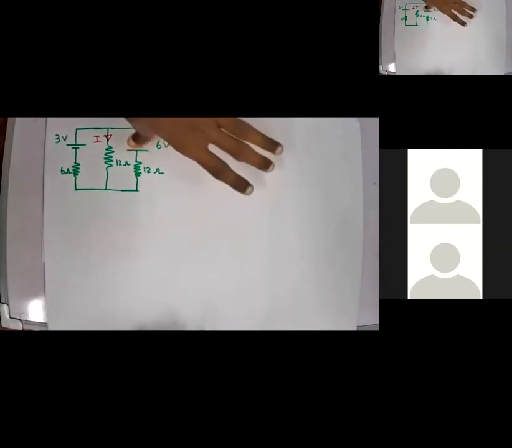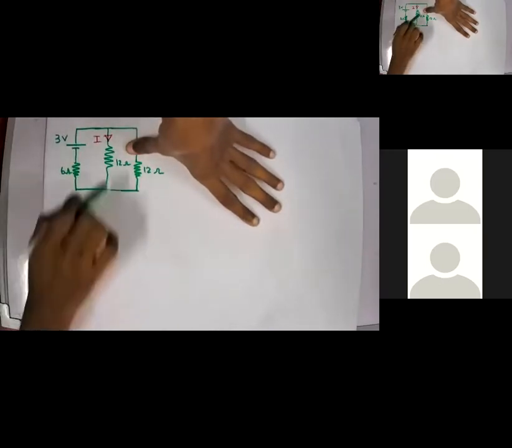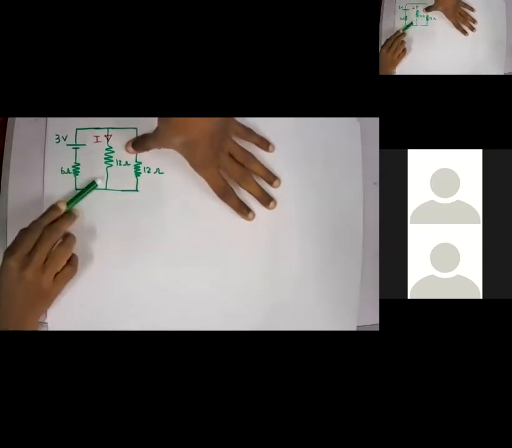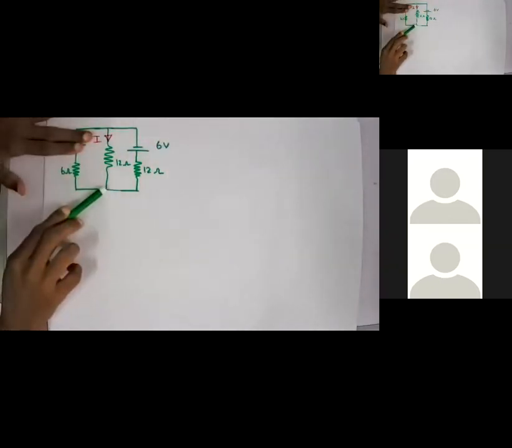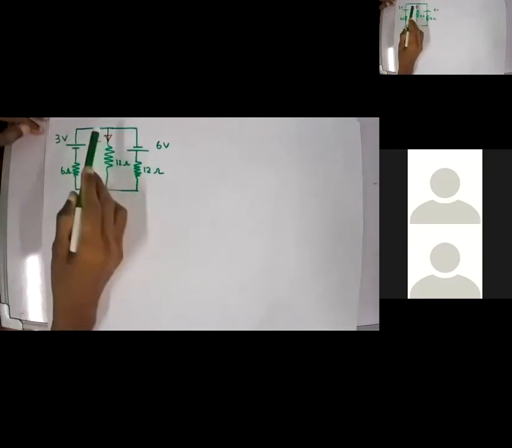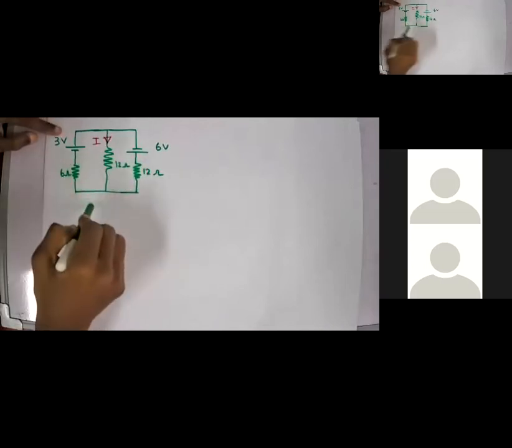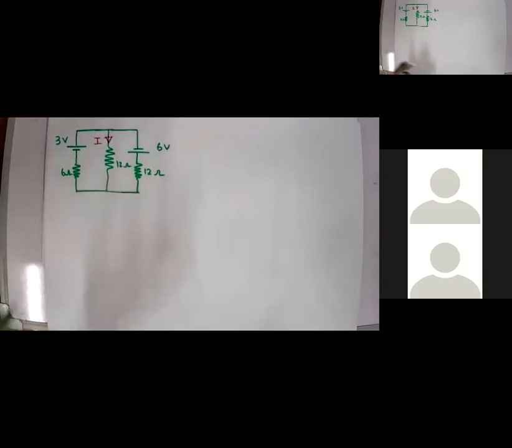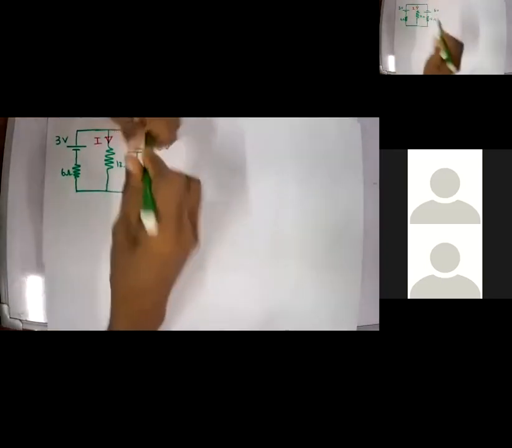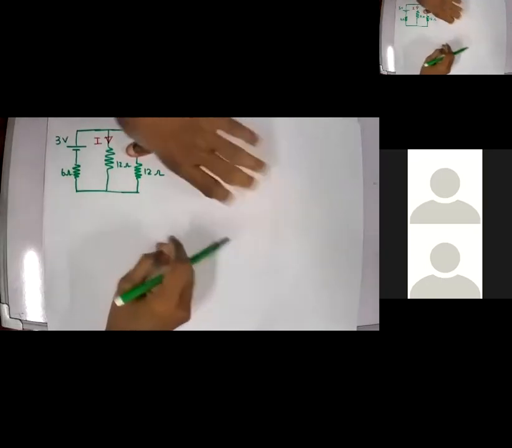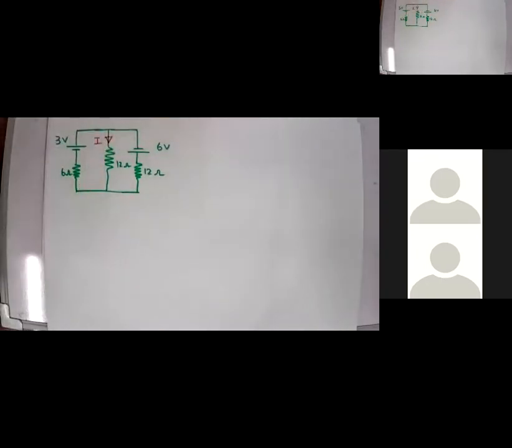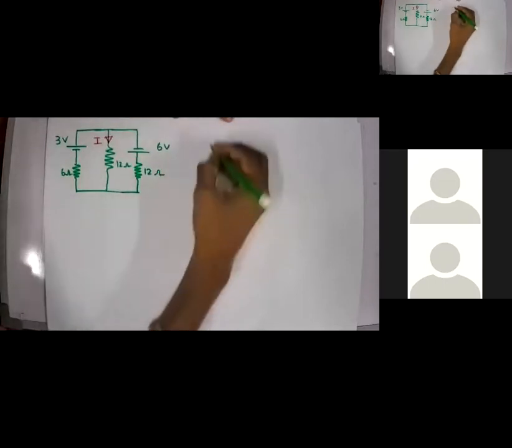If I calculate the current through this one without this voltage, let's consider it as I1, and without this one, let's consider the current as I2. Then with these two batteries, the current I will be the summation I1 plus I2. Okay, I'll solve this one and show you. First, we'll simplify the circuit without this 6-volt battery. So we can remove this one, and I'll redraw the figure.